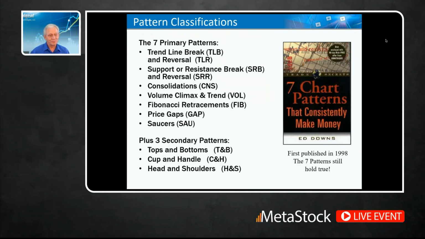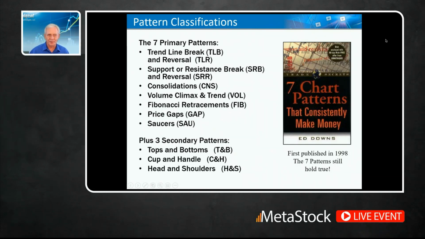So, same material. If you download that, you'll have the book basically. But I wrote this about the 7 patterns because I began to realize that these 7 are really the ones that work. And there are other patterns. If we just go through these real quickly: trend lines, support resistance, consolidations, volume patterns, Fibonacci retracement, gaps, and saucers. There are other patterns that are basically derivatives of these.